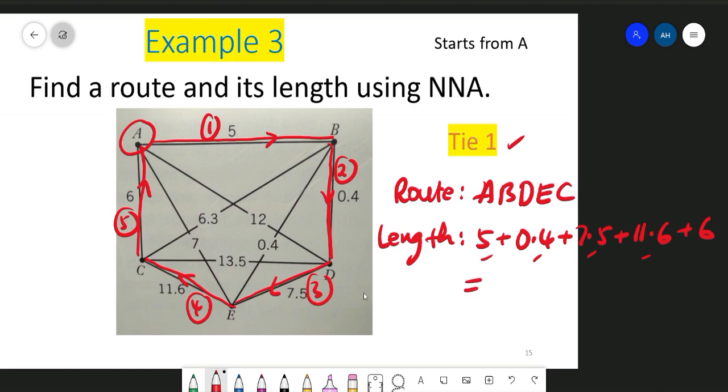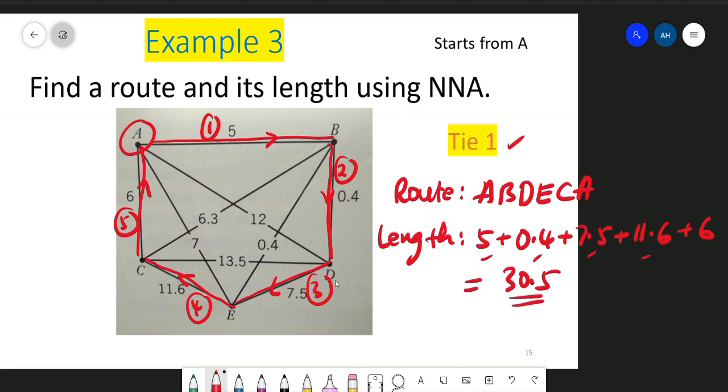Now if we add this number after C, we go back to our original vertex A, and if we add these numbers, we are going to get 30.5 as the total length of that route. What is the route? A, B, D, E, C, A. That is the route, and the total length is 30.5. Okay, I hope you understand this example.